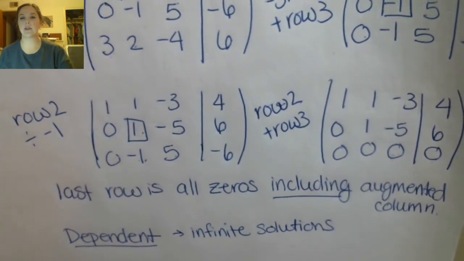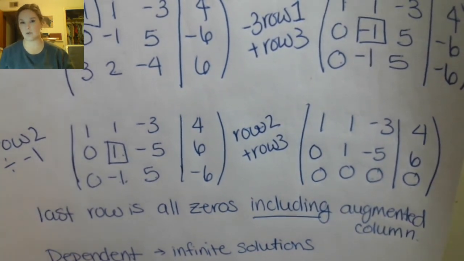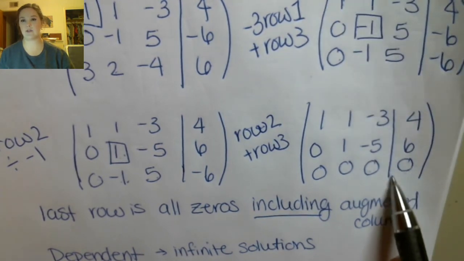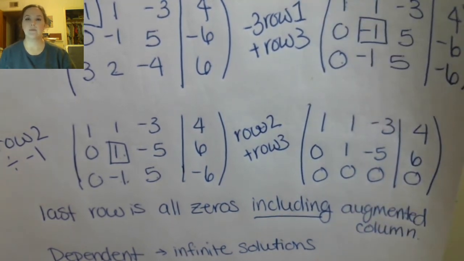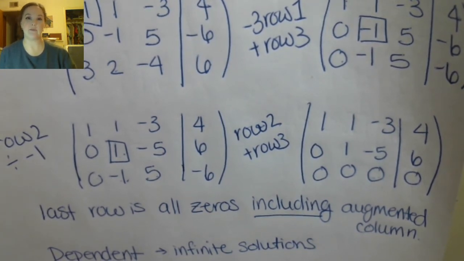All right. So that's one thing that can go wrong when you're solving like this. You're just solving normally, and then all of a sudden your last row is all zeros, including this entry here. Okay. That automatically means you have a dependent system and that you have an infinite number of solutions. Okay. Let's look at another example.